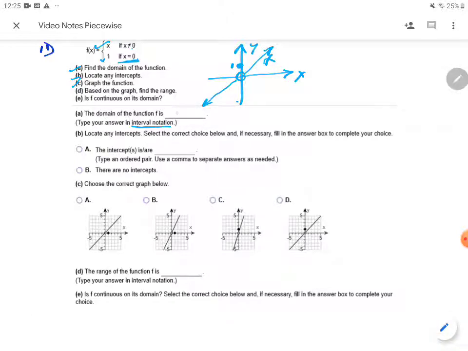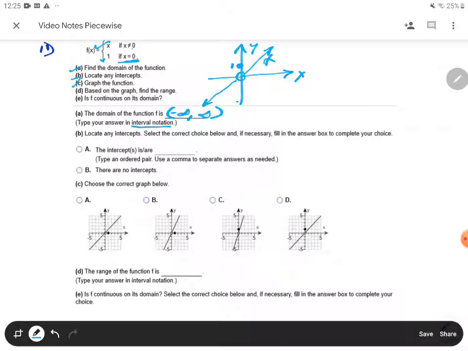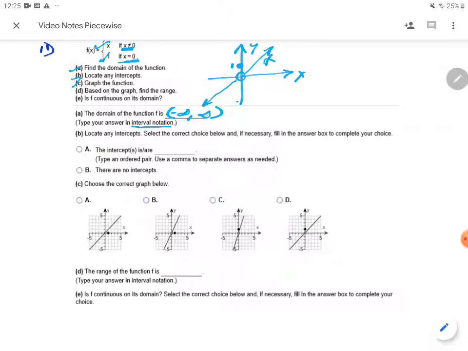Your answer must be in interval notation. So it is negative infinity to infinity. Okay. Now he's saying locate any intercepts. See, as you see, the x-intercept is not there because the x value is not equal to 0 for the first function. And for, I mean, the x-intercept is not there for the first function, but for the second function, both x and y-intercepts are here. So the only intercept with regards to the second function would be 0, 1.